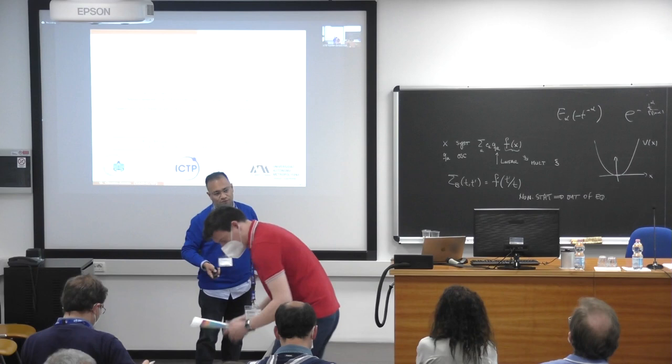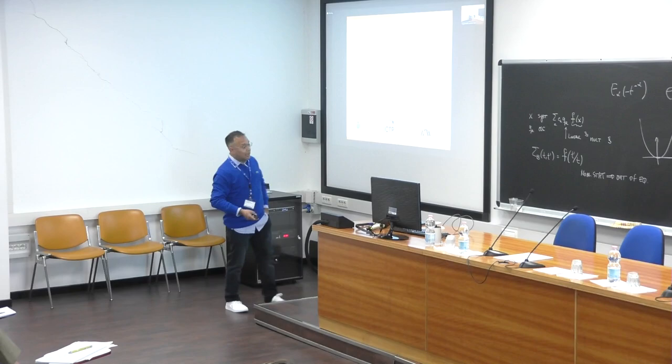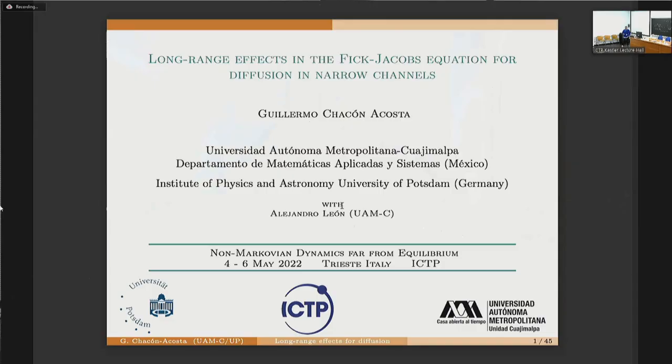I thank the organizer for letting me give this short talk. I will talk about this long-range effect of the Fick-Jacobs equation. The Fick-Jacobs equation is an approximate approach to deal with diffusion in narrow channels. That is not exactly single-file diffusion, because we are not dealing with the size of the particles, but just with the diffusion in a microscopic way.